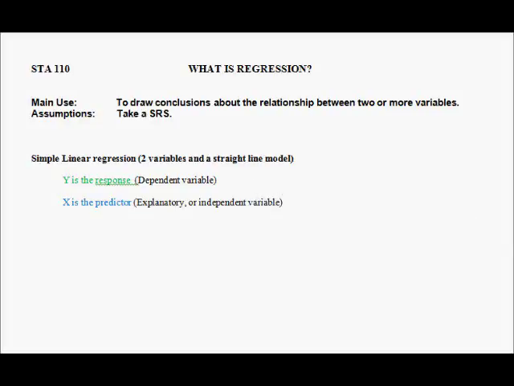So today we're going to start talking about regression. So let me get a pen tool up here. Okay, so what is regression? Well, its main use is to draw conclusions about the relationship between two or more variables.